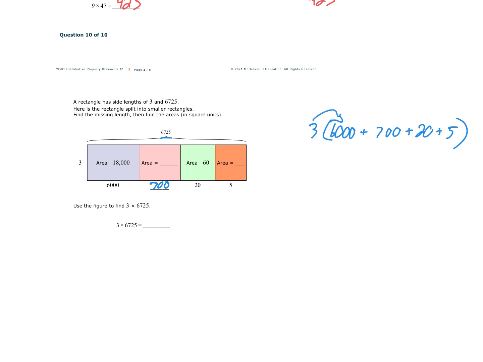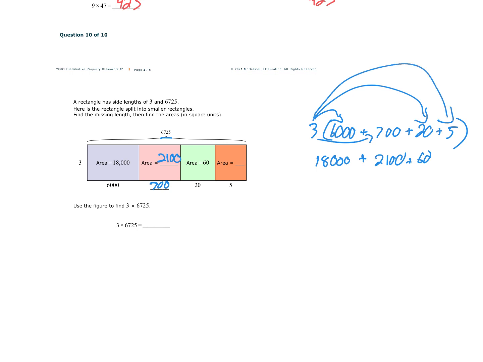So 3 times 6,000 is 18,000 plus 3 times 700, which is 2,100, plus 3 times 20, which is 60, plus 3 times 5, which is 15. Okay, now we just have to add all those together.